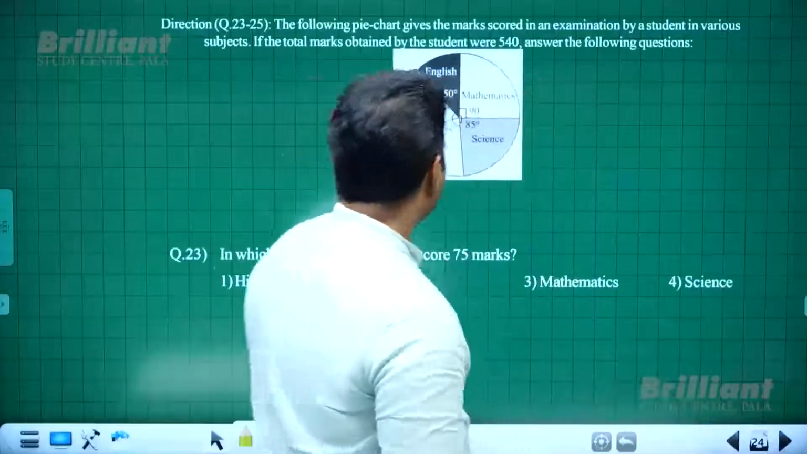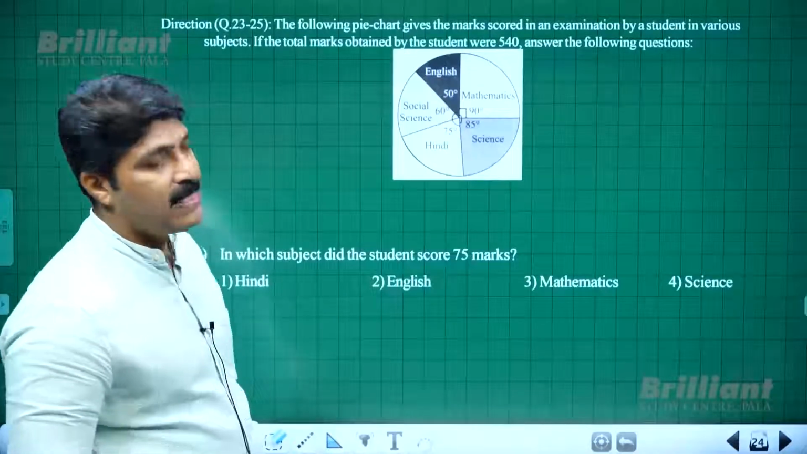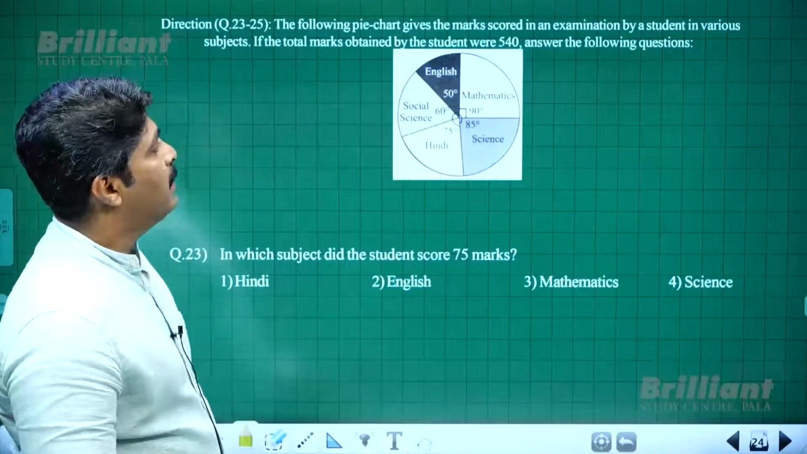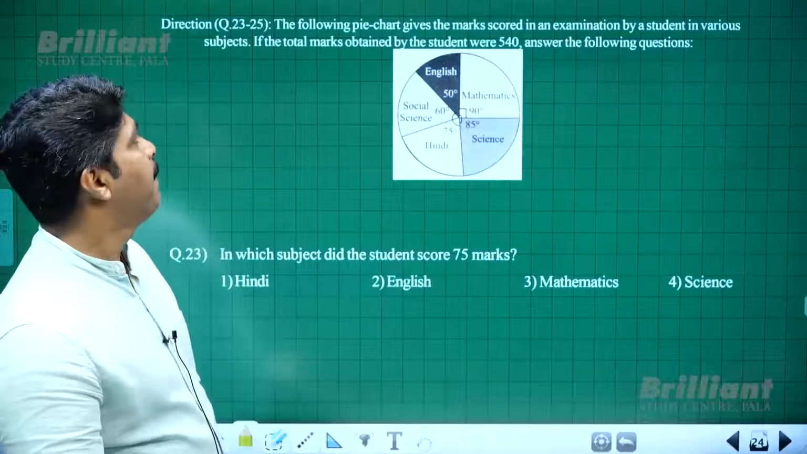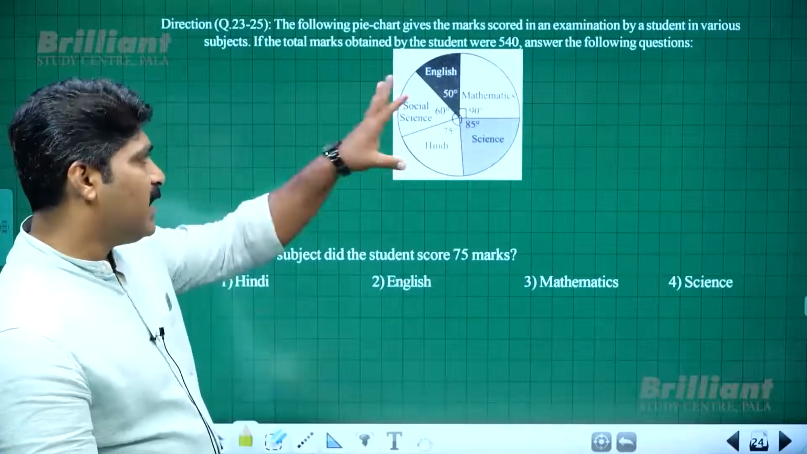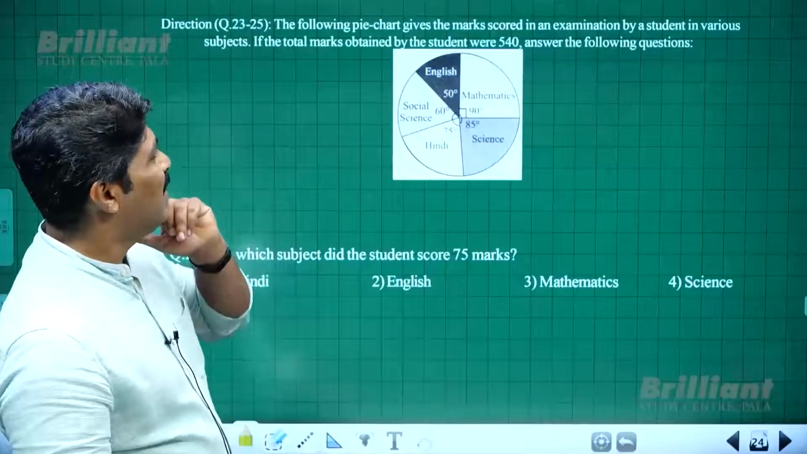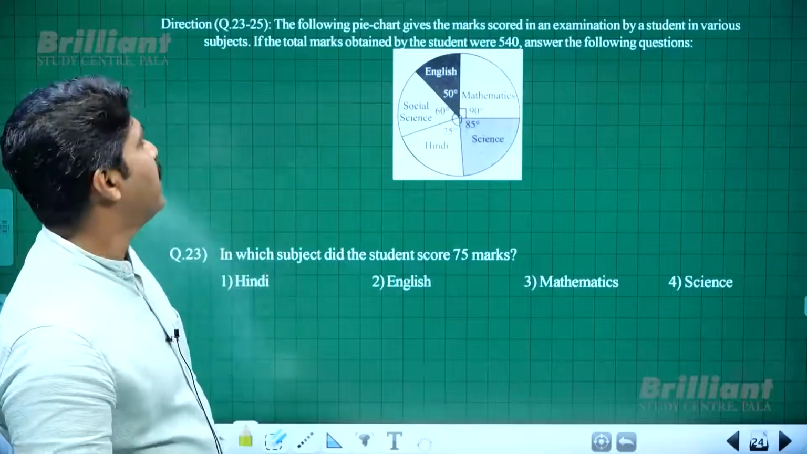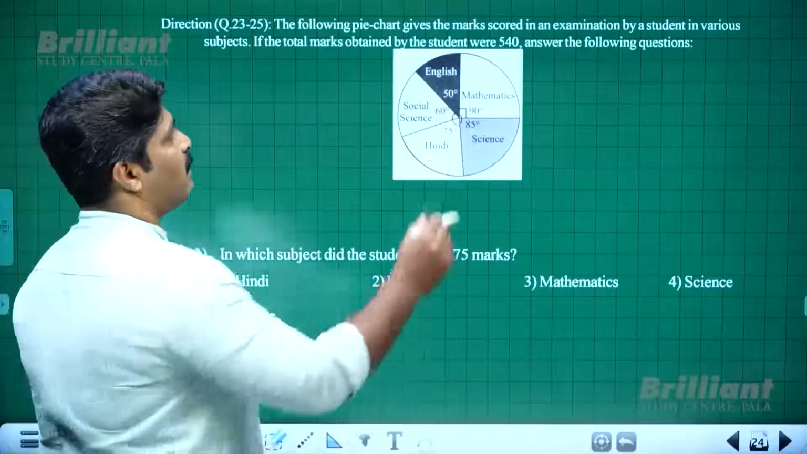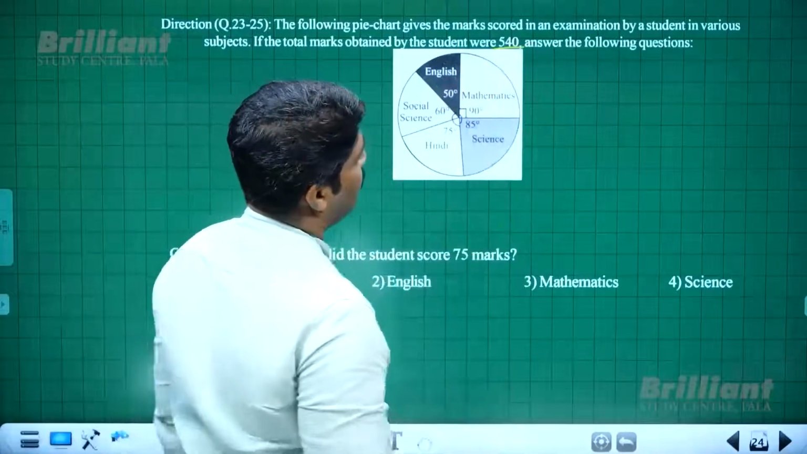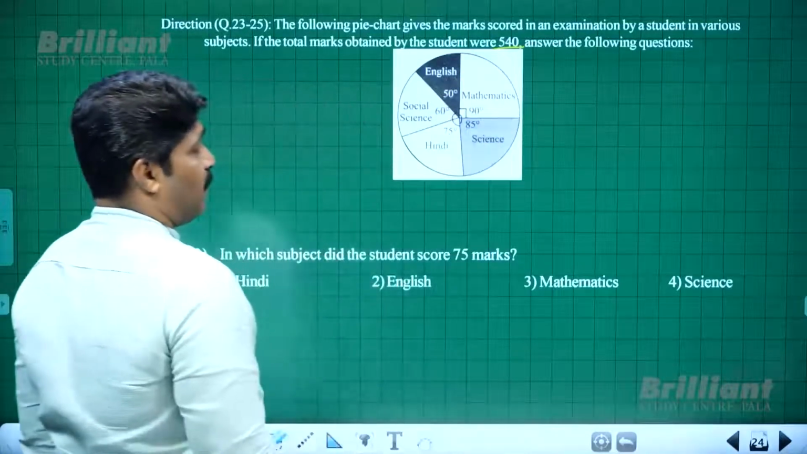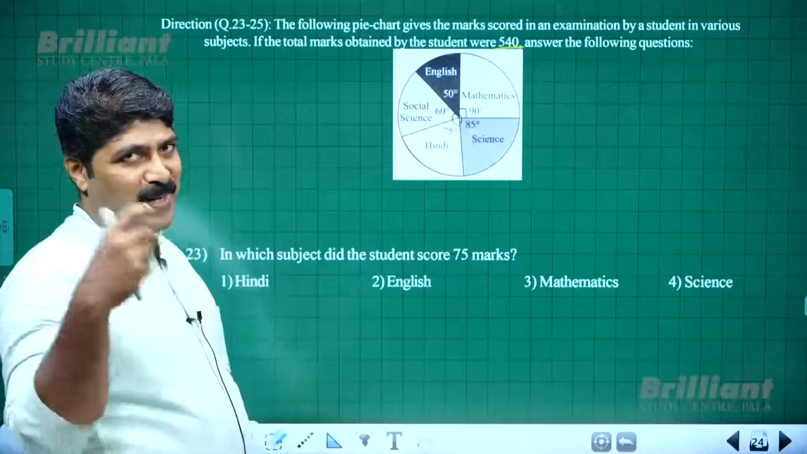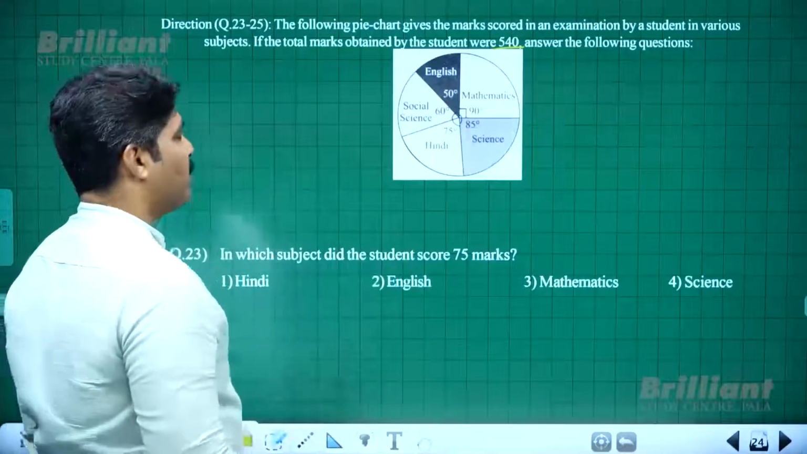And the next one, it's a question related to data interpretation. It's a simple set of data. The following pie chart, that's a circular diagram, gives the marks scored in an examination by a student in various subjects. If the total marks obtained is 540, answer the following questions. Here, I just give you a very simple trick for this type of question.